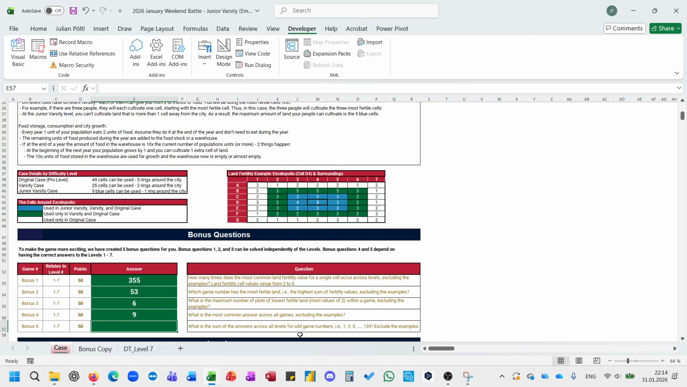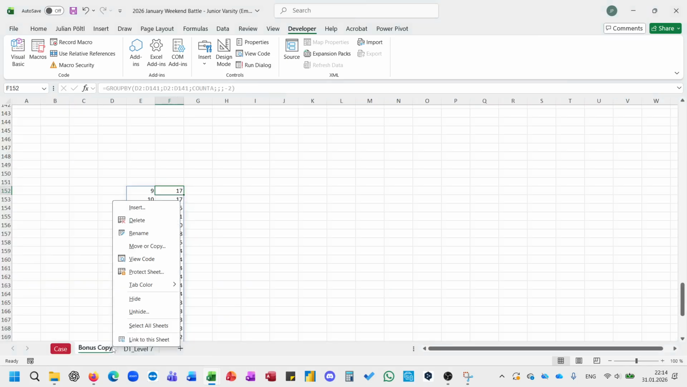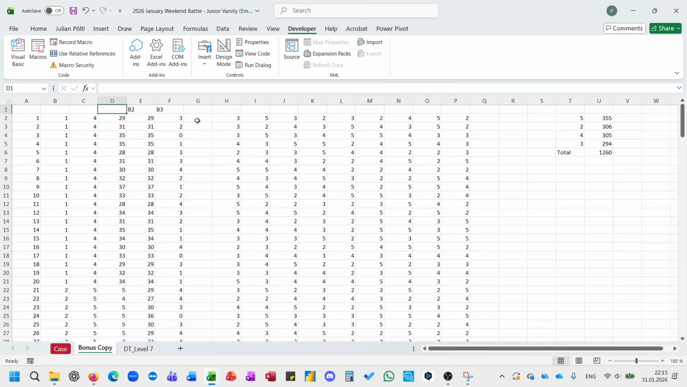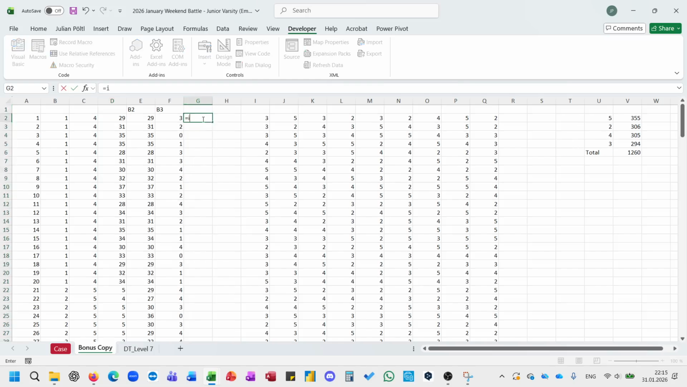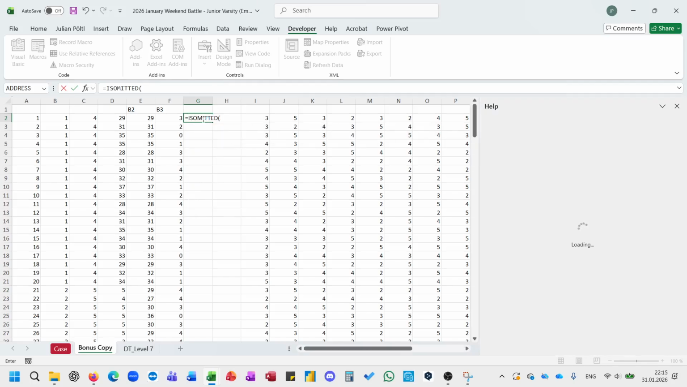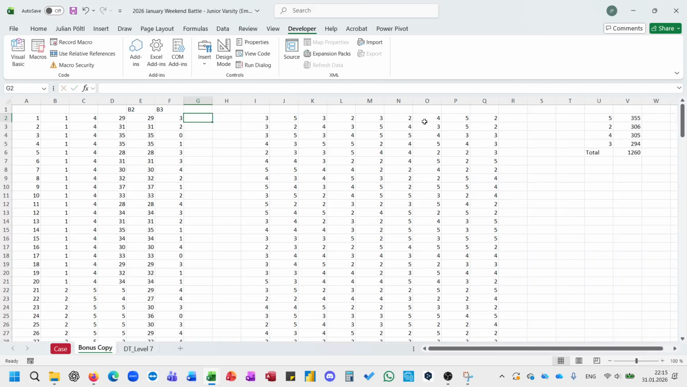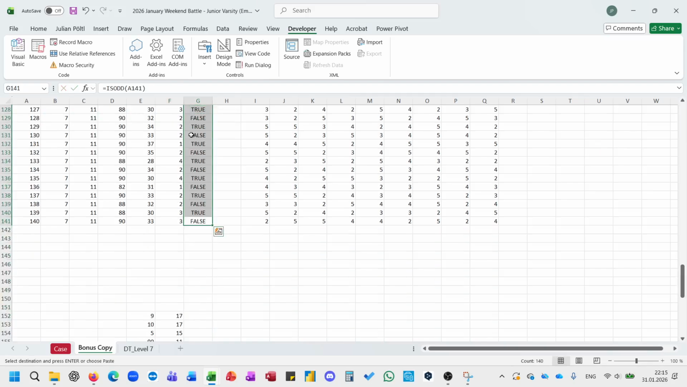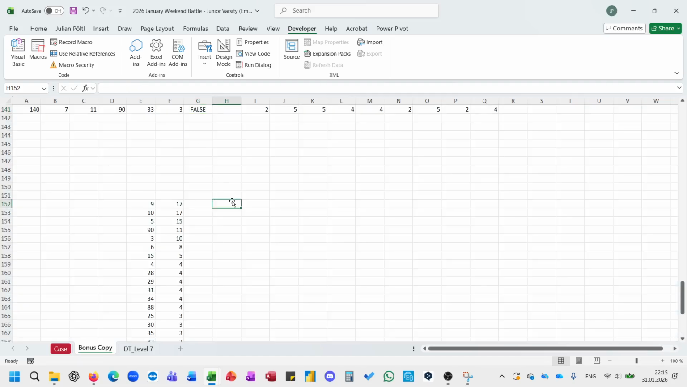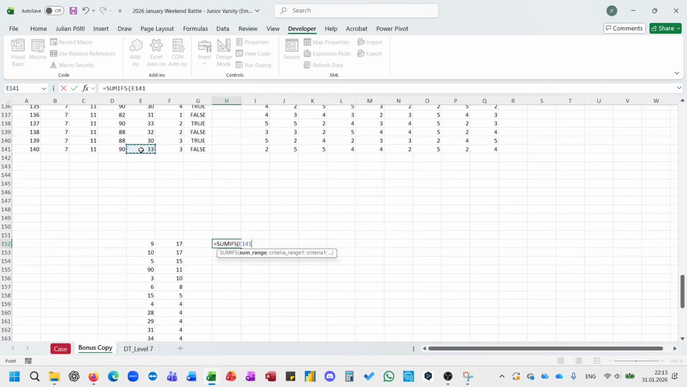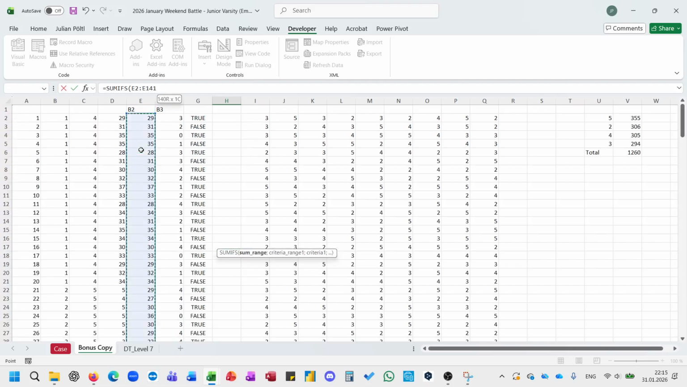What is the sum of all answers for all odd game numbers? Okay. Is odd, is hello, is odd. Here's the game number, and now SUMIFS. That's the answer. No, that's the answer.